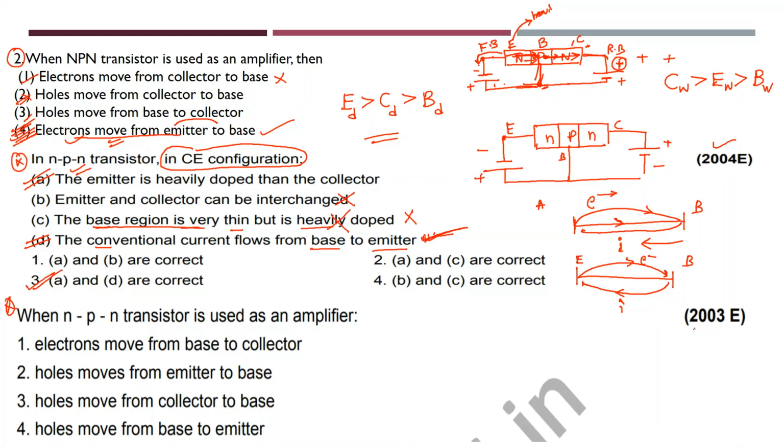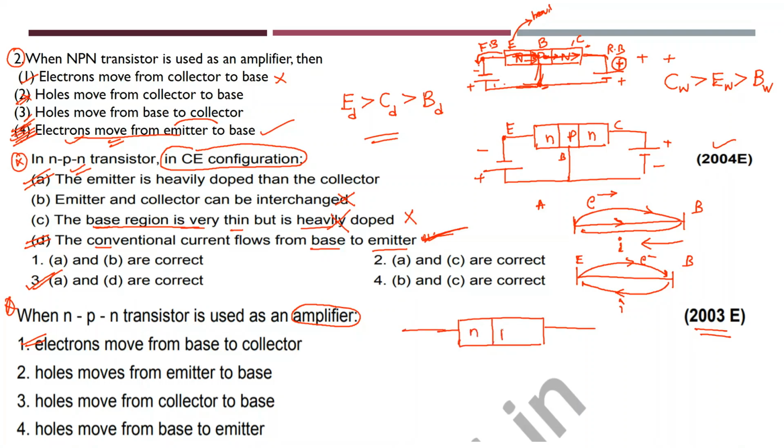So let us move on to the next question, that is the Engineering 2003 question. When an NPN transistor is used as an amplifier, that is nothing but this condition only. Condition for amplifier is that base emitter junction should be forward bias and collector base junction should be reverse bias. So let us see what he has given. Electrons move from base to collector. Let me draw the NPN transistor. Here I am drawing the NPN transistor.